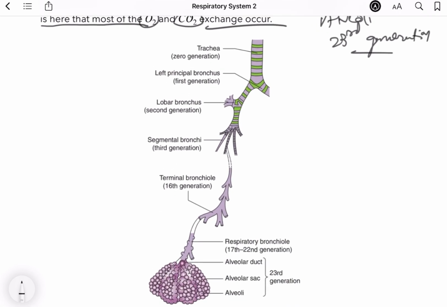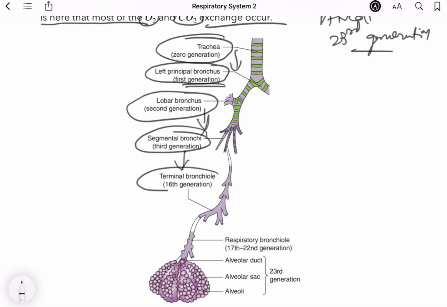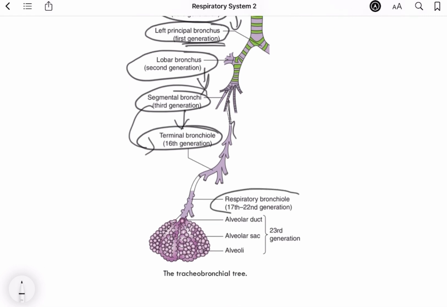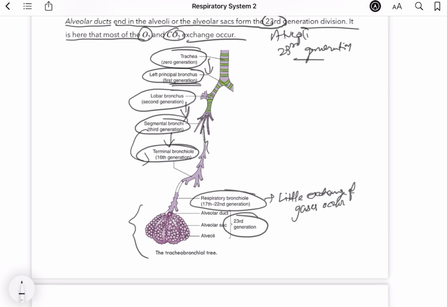Now let us understand in the diagram. First is the trachea, that is generation 0, you can see. Then comes the bronchus, that is the first generation. Then the lobar bronchi, which are 2, that is the second generation. Then the right and left lobar bronchi divide into segmental bronchi, that is the third generation. Then it divides into terminal bronchioles, that is the 16th generation. Remember, from the third it comes to the 16th, there are generations in between. Then comes the respiratory bronchioles, that is 17 to 22, where little exchange of gas occurs. Then come the alveolar ducts and alveoli, that is the 23rd generation.